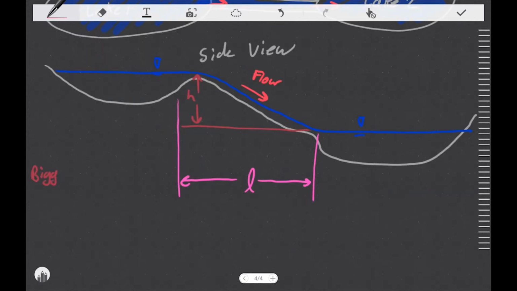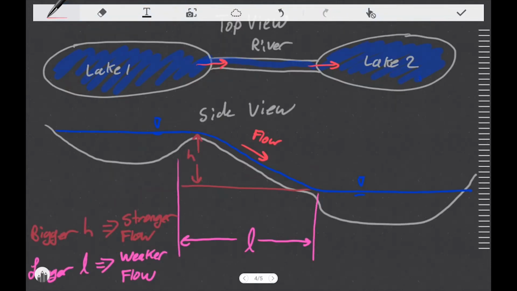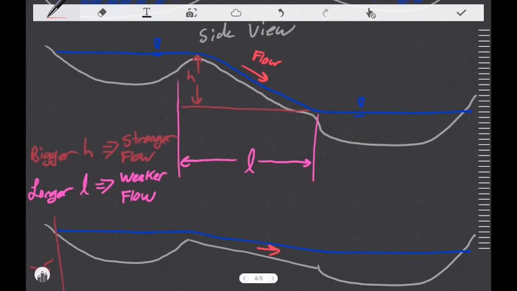Because gravity is driving the flow, a higher elevation change, or a bigger H, is going to correspond to a stronger flow. The sides of the river and the bottom of the river are going to be causing some friction with the water, and that's going to resist the flow of the water through the river. So the longer the length of the river is, or the longer the L is, the weaker we would expect to see the flow. So I want to illustrate that for you with an example.